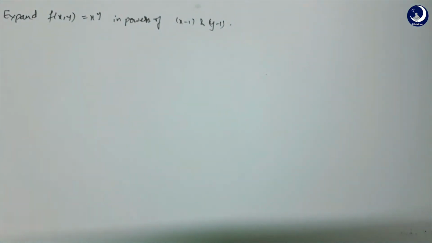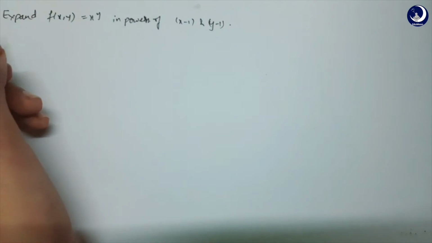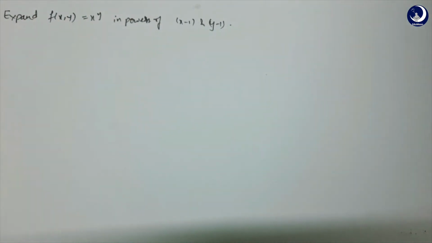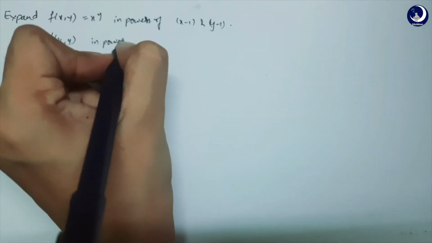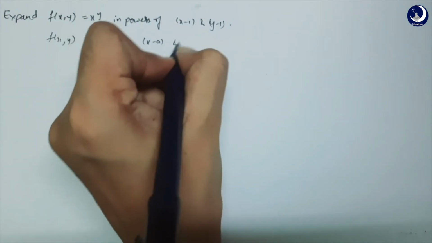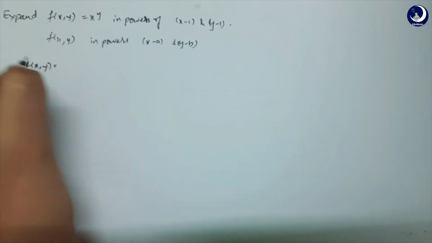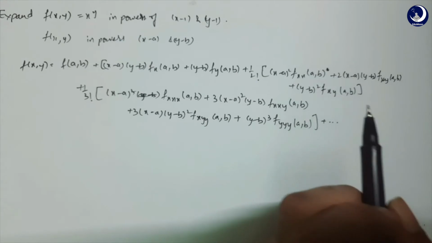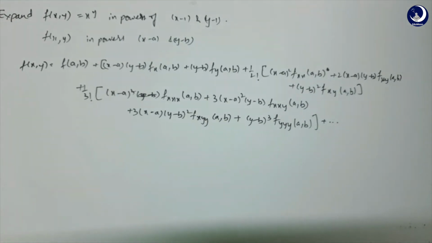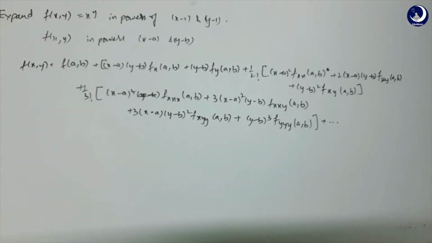So let's take a problem. They gave us f of x comma y equals to x to the power y in powers of x minus 1 and y minus 1, and they asked us to expand. So we're going to use Taylor's expansion. So like we saw before, Taylor's expansion of f of x comma y in powers x minus a and y minus b would be f of x comma y equals to, so that's how our expansion looks like, and it's pretty easy to remember. If you keep the derivatives aside, it kind of looks like a plus b whole square formula, right? And this one kind of looks like a plus b whole cube formula, so it's kind of easy to remember.